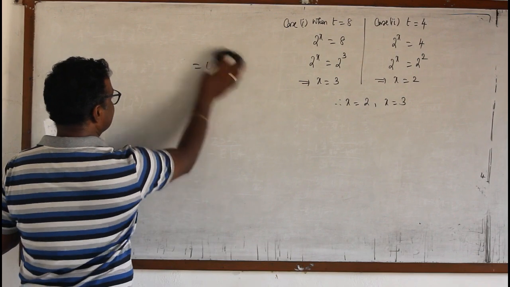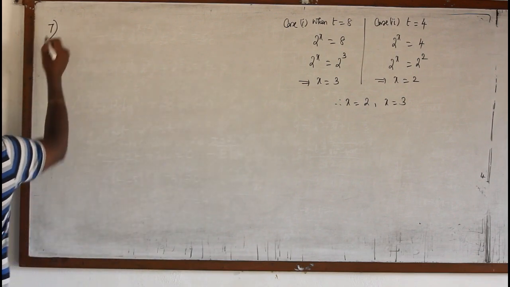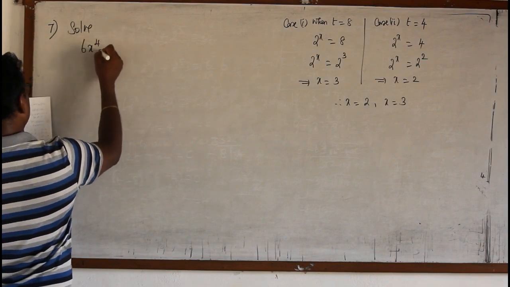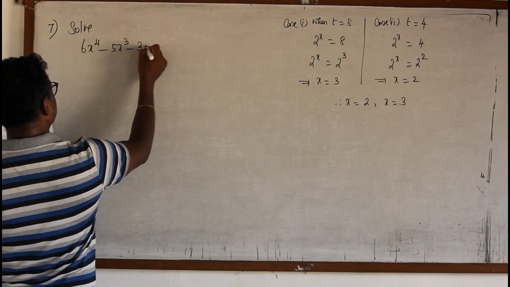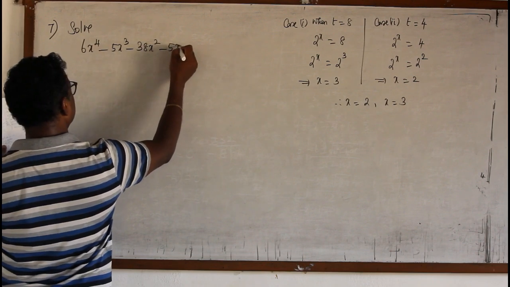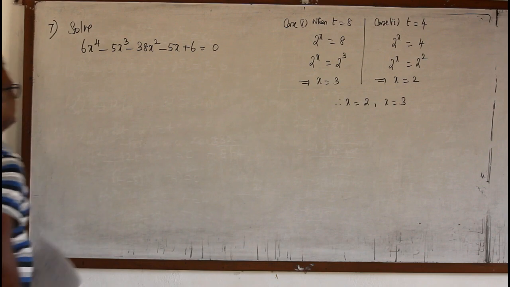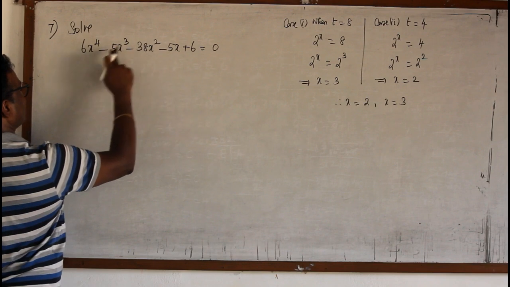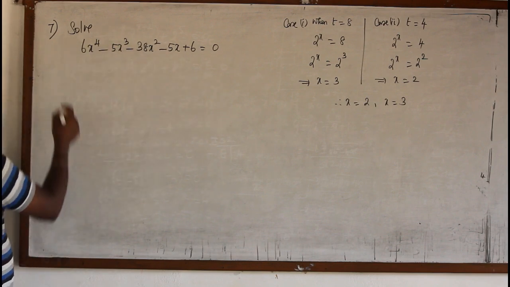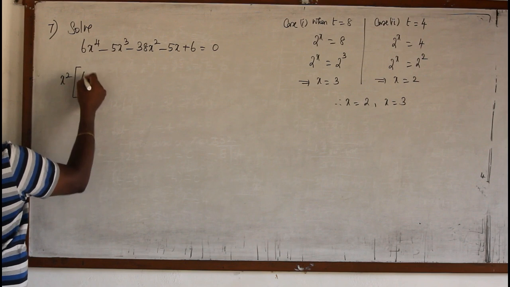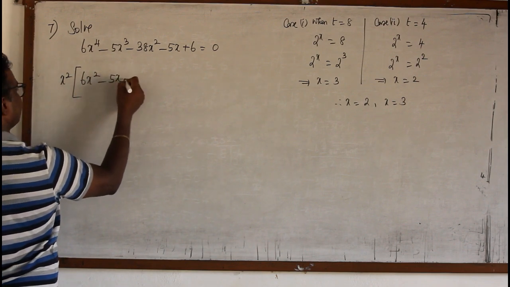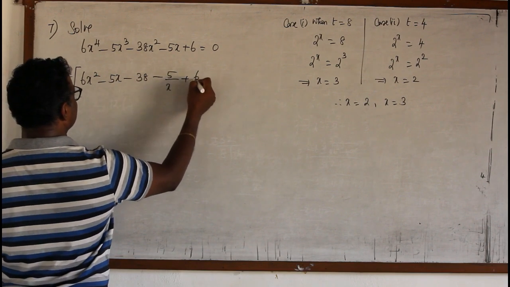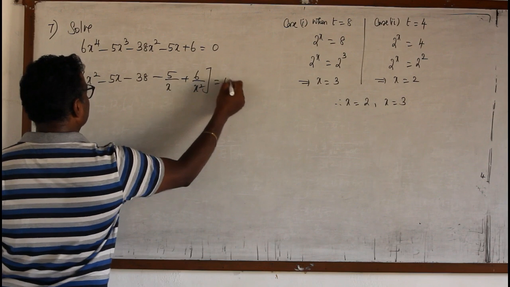Let us go for the 7th problem. Solve 6x power 4 minus 5x cube minus 38x square minus 5x plus 6 equal to 0. We can identify this as a reciprocal equation because 6 and 6 are equal, minus 5 and minus 5 are equal. So let me take x square as a common term. It is 6x square minus 5x minus 38 minus 5 by x plus 6 by x square equal to 0.